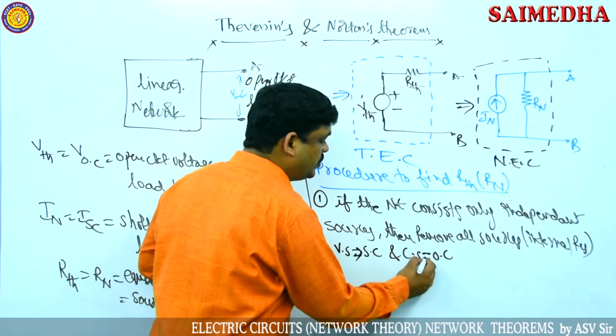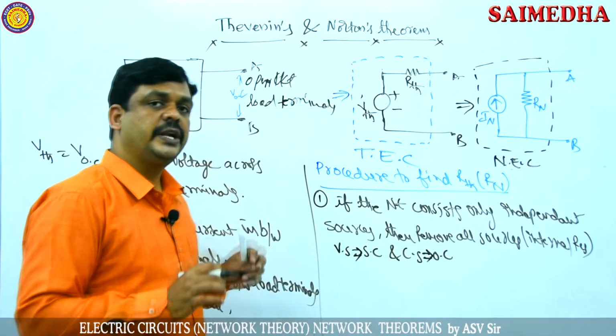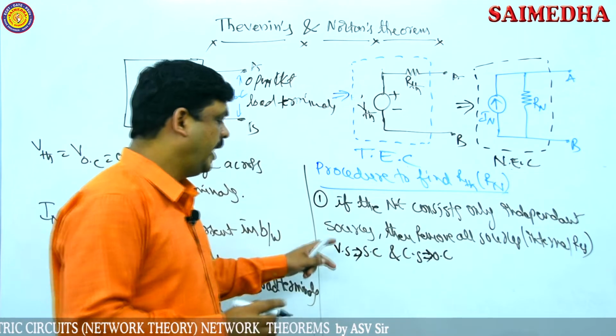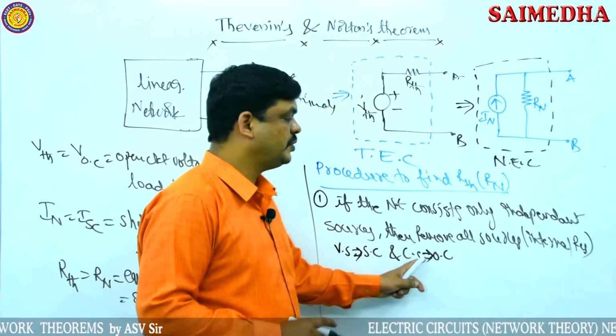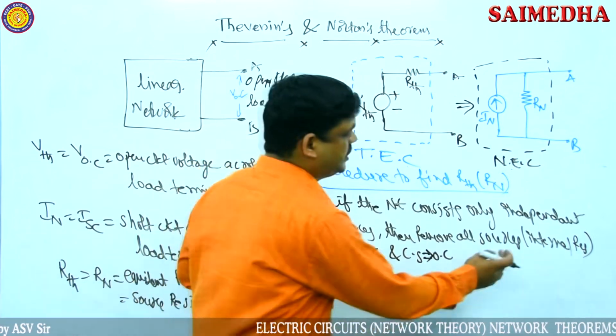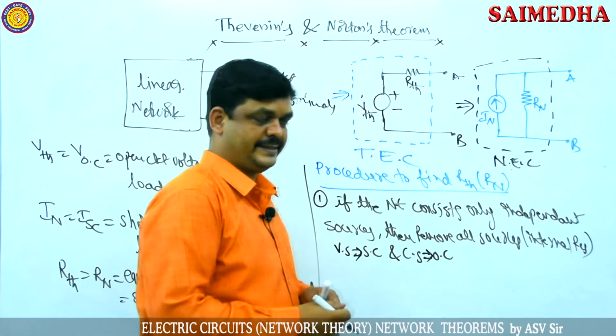And current source is open circuited, because current source internal resistance is infinity and voltage source internal resistance is 0. So voltage source is short circuited and current source is open circuited. So I wrote here, apply internal resistances.